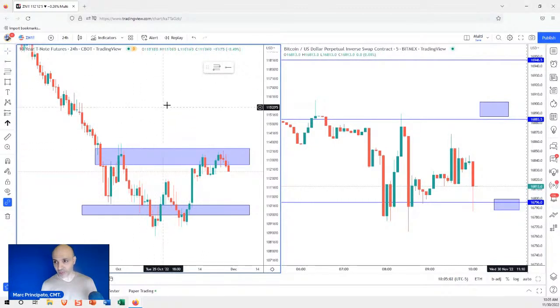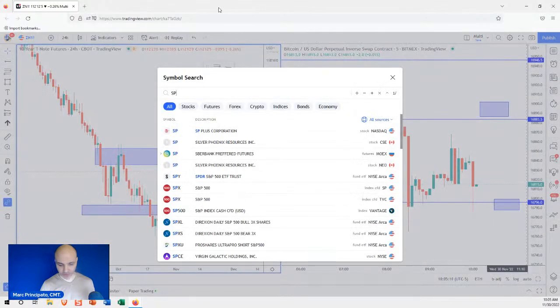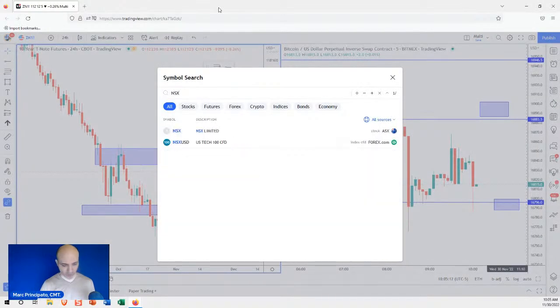So anyway, that's the deal with the bond market, right? So basically nothing has changed. We're still in a bearish environment. Let's now jump over to the stock market here. Let's go to the NASDAQ 100.